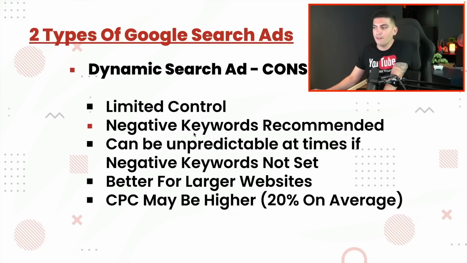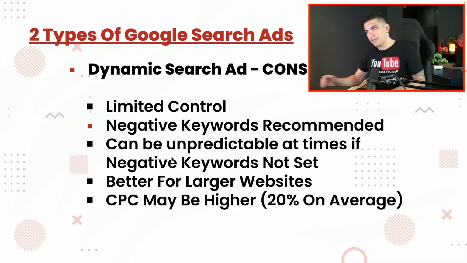Next, we have negative keywords recommended. We'll talk about negative keywords a little bit later, but you can actually stop that. So let's say, for example, expensive, you can get rid of that, or free, or cheap, or courses, or community. There's a lot of words that you can negate from your search. So if someone types in expensive, your ad will not show up. So you do have some control, but you have to actually go in there and add it in yourself.